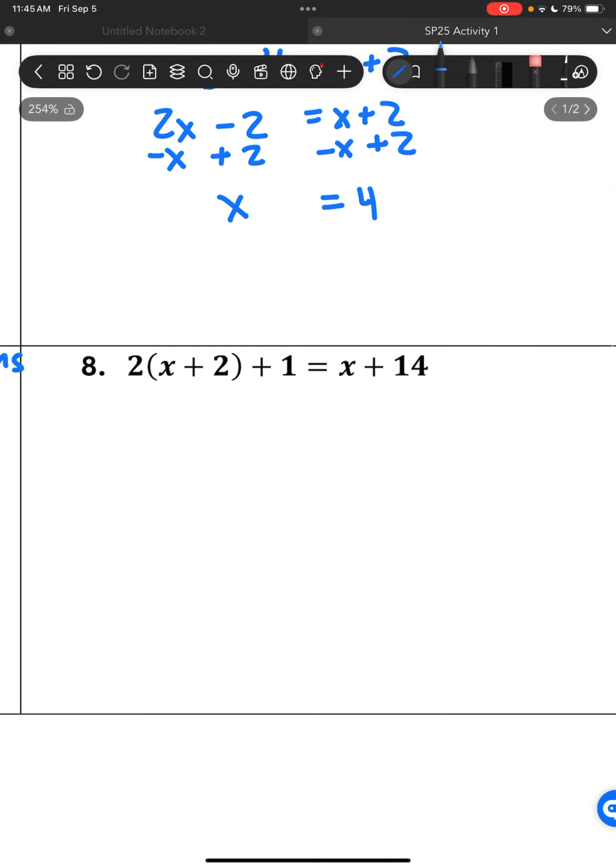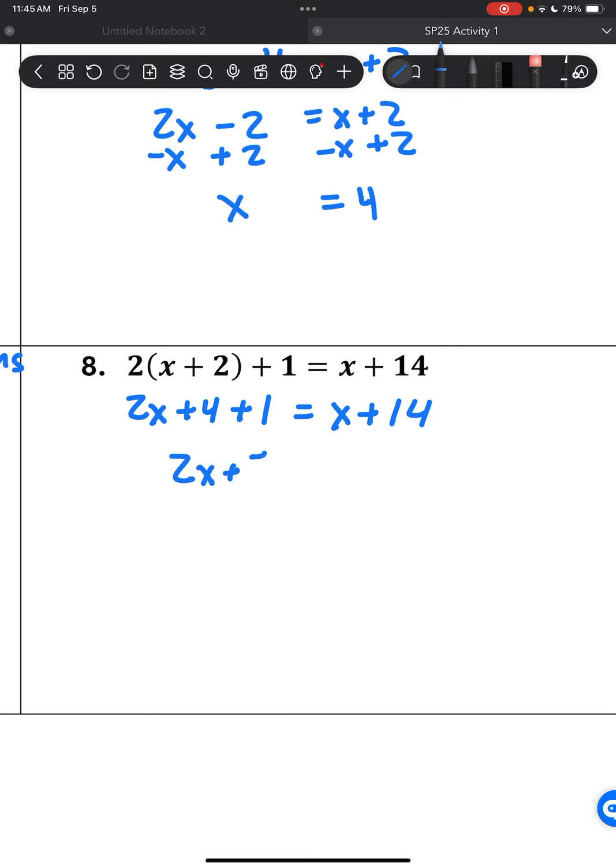All right, finally, number 8. Number 8, we have this distributing we need to do. Our 2x plus 4 plus 1 equals x plus 14. And there, we're going to make our 4 plus 1 equals 5, right? So plus 5 equals x plus 14. Now here, we're going to get rid of this x. By doing that, we have an x over here. We have an x isolated, so let's get rid of this 5. And that gets us our x equals 9.